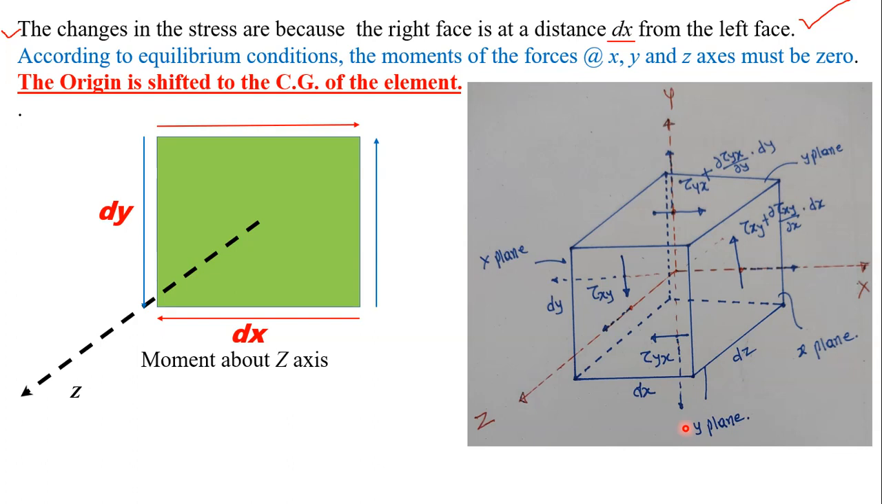So there will be no moment of these stresses about the respective axis. It means there will be no moment of sigma x about x axis, no moment of sigma y about y axis, no moment of sigma z about z axis, and thus we can eliminate those stresses. The moments will be only because of the shear stresses. Now this is dy. On this plane, tau xy is acting, so only the moment of tau xy will be there about z axis.